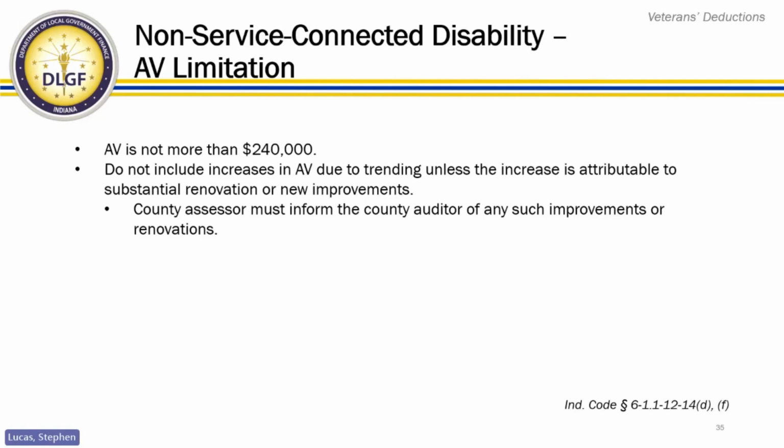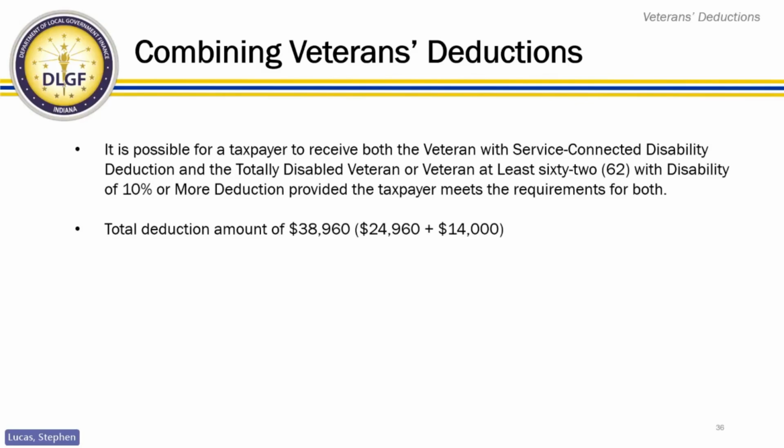For the non-service connected disability deduction, there is an AV limitation of $240,000. That limit doesn't apply to increases in assessed value due to trending unless the increase is attributable to substantial renovations or new improvements, and the county assessor is required to inform the auditor of any such improvements or renovations.